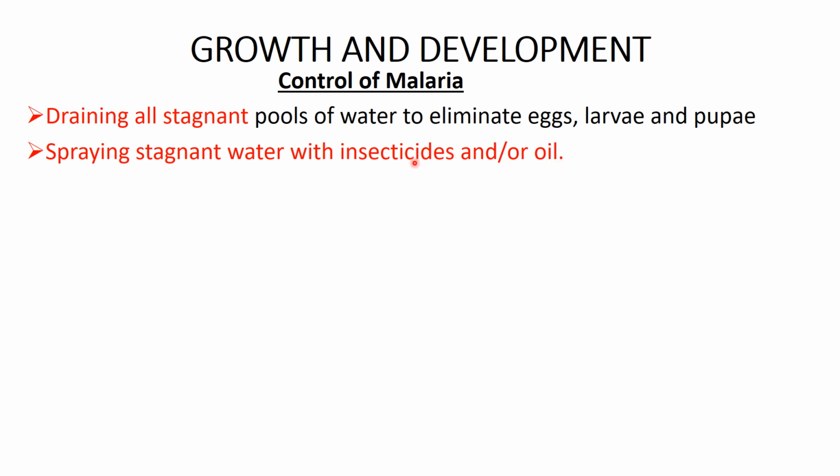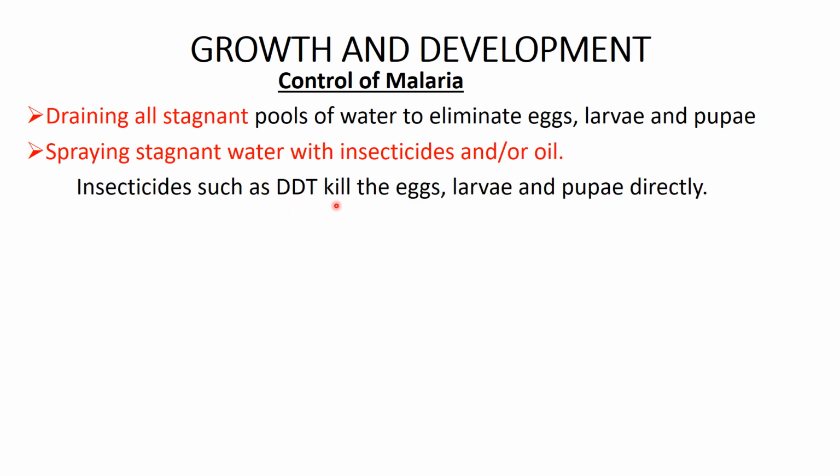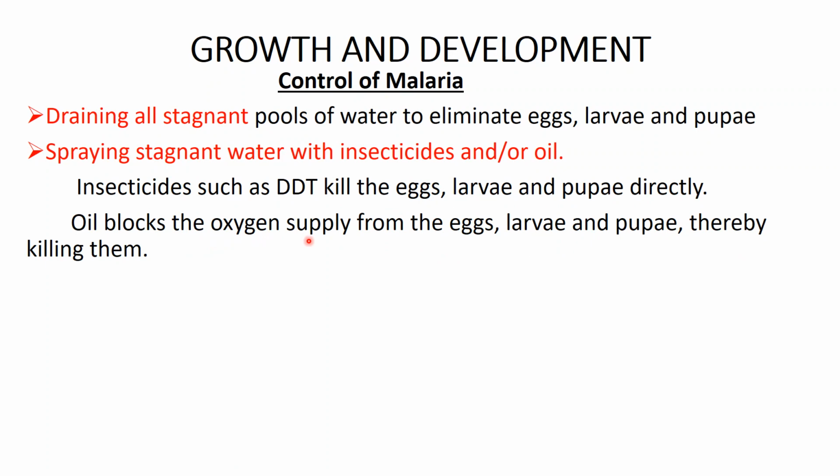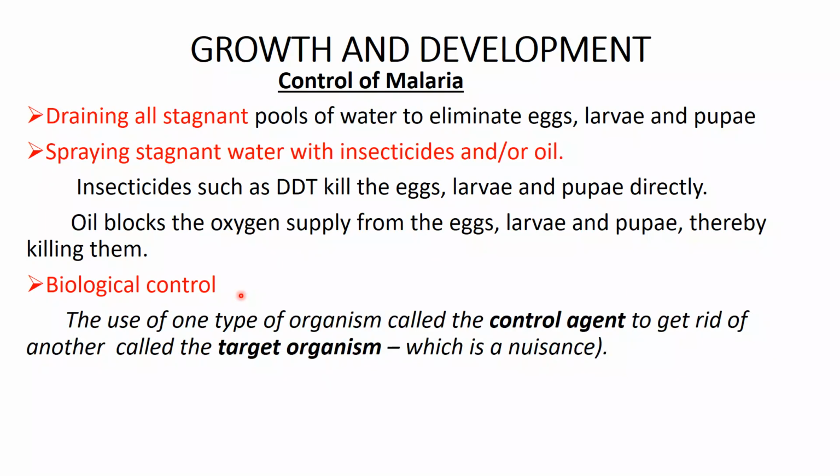So what are insecticides and oils going to do? Insecticides such as DDT kill the eggs, larvae, and pupa directly. Oils block the oxygen supply from the eggs, larvae, and pupa, thereby killing them. There is also biological control. In biological control, you can use one type of organism called the control agent to get rid of another organism called the target organism, which is giving you problems. So a control agent should be an organism that feeds on the organism that you don't want.